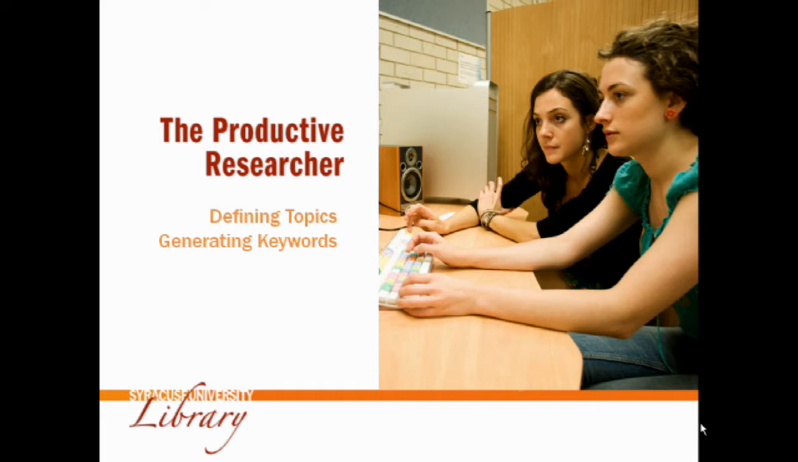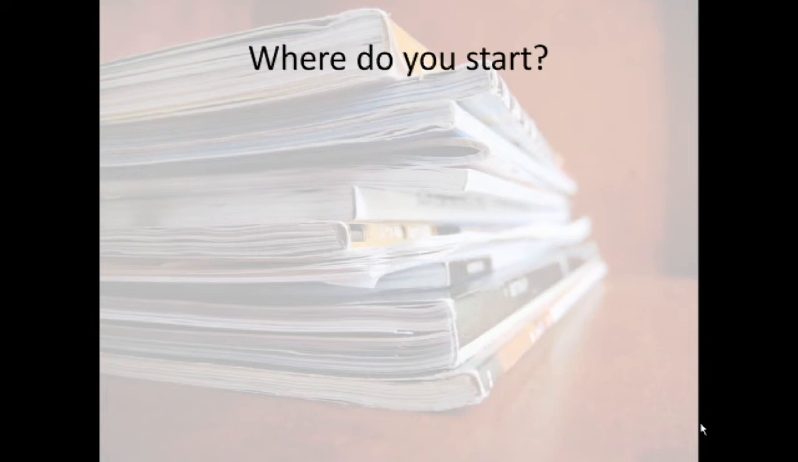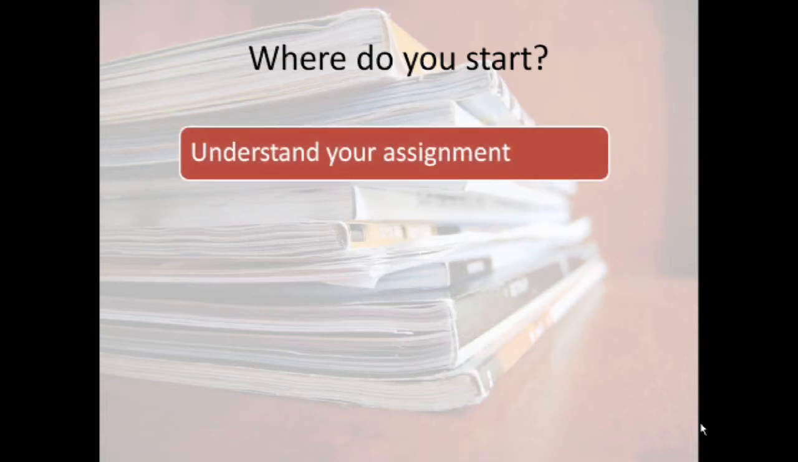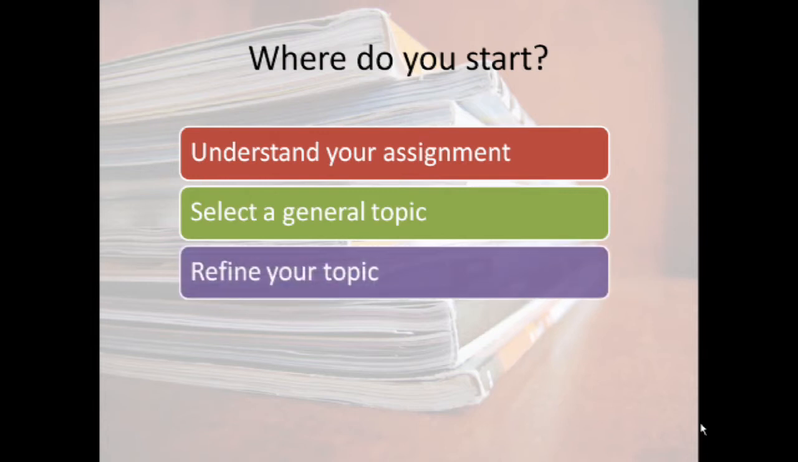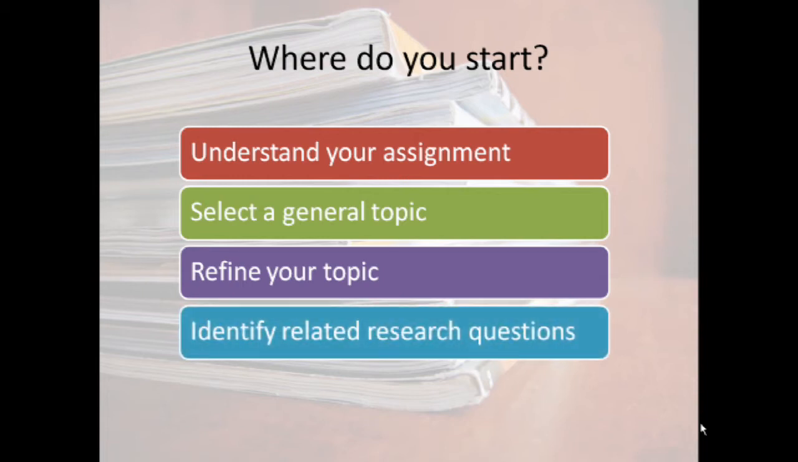So, you have got a research assignment. Where do you start? The first step, of course, is to review your assignment for any specific guidelines given by your instructor. Once you have selected a general topic, you will need to refine it into something more specific and then start thinking about related research questions. This will provide you direction as a researcher.